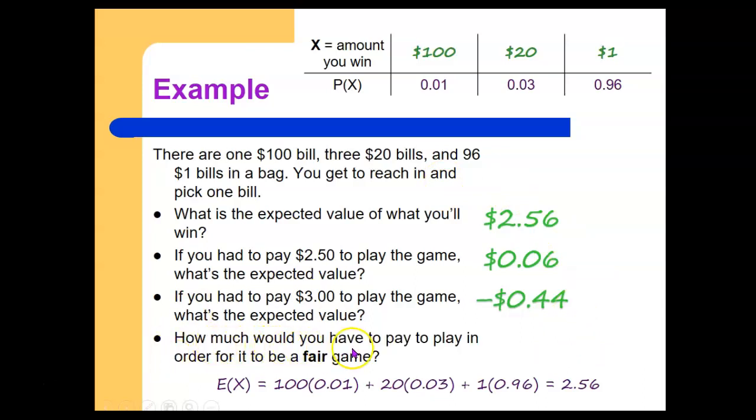How much would you have to pay to play in order for it to be a fair game? That is, in order for the expected value to be exactly 0. Well, you'd have to pay out exactly the same as the average amount that you win, namely $2.56. So if you had to pay exactly $2.56 to play this game that wins you back an average of $2.56, that would make it a fair game. The expected value then would be 0.